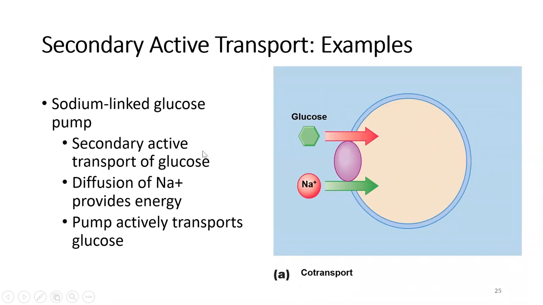An example of secondary active transport is the sodium-linked glucose pump. So this is the example that we were looking at. We take sodium, we move it passively according to its concentration gradient from high to low, and we use that energy to move glucose against its concentration gradient from an area of low concentration to an area of high concentration. This is also referred to as co-transport because both particles, both molecules are moving in the same direction, and they're liberating energy. One is liberating energy for the other one to move.